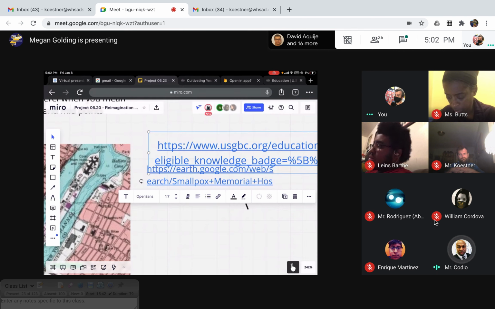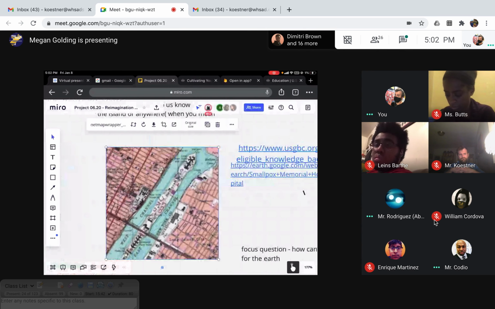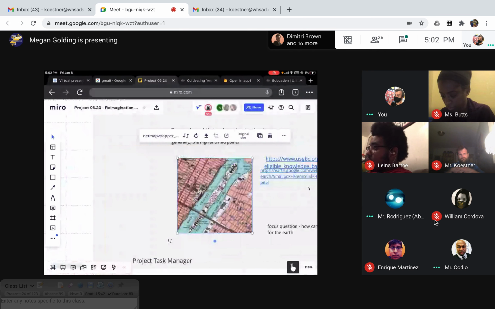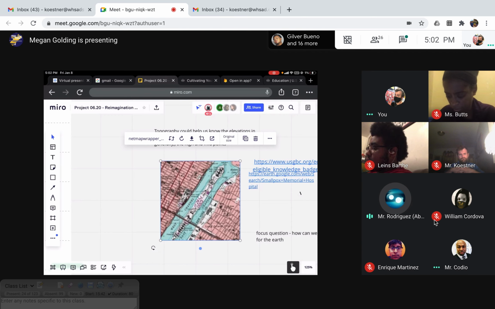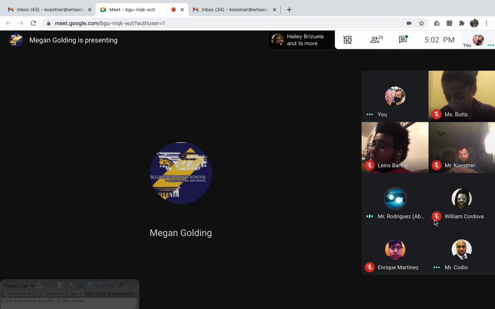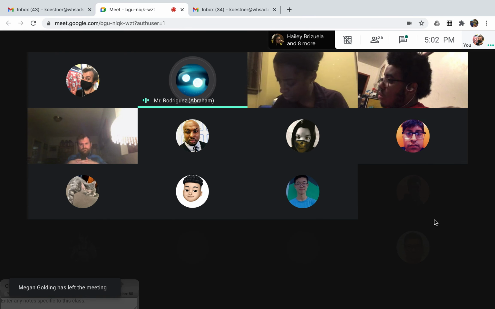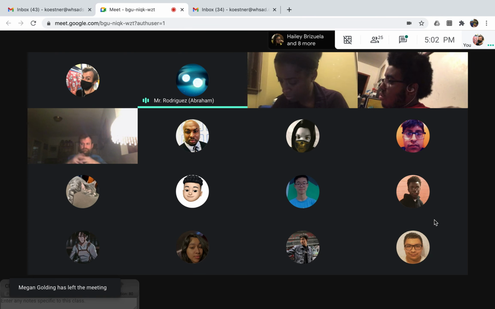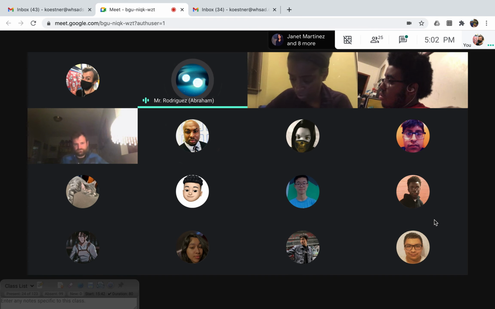Quick question. Where did you get that image of the map? To be honest with you, I don't even remember the source. I know it's from a newspaper, but I didn't put it in the link. Megan, just to let you know, we may have to switch that map because it's not accurate to Cornell Tech, but we'll go over that.